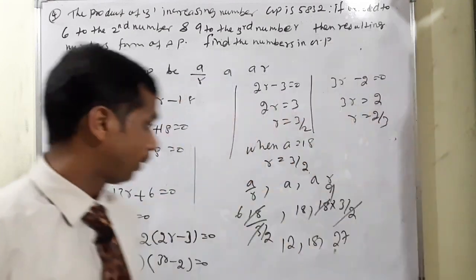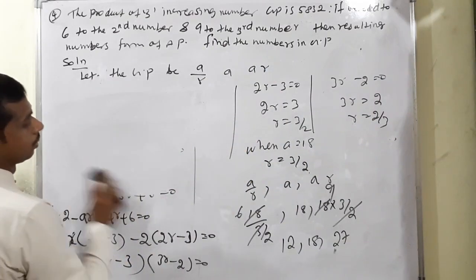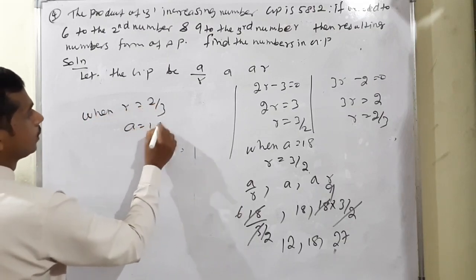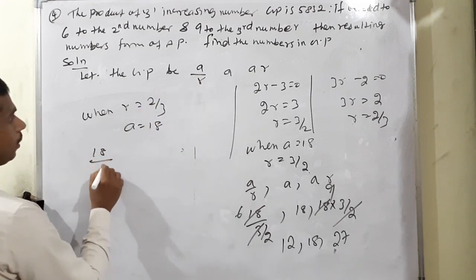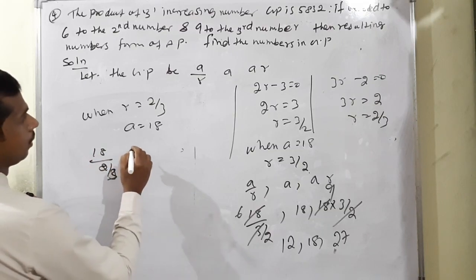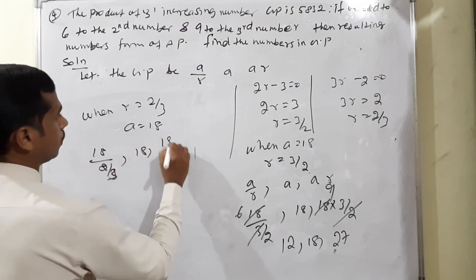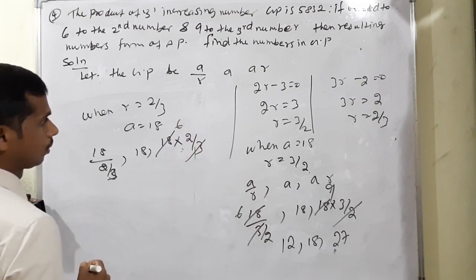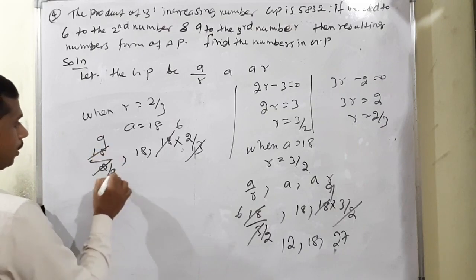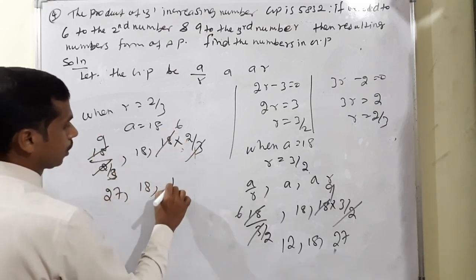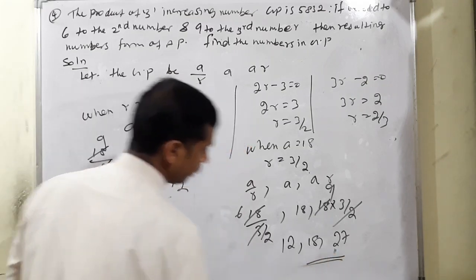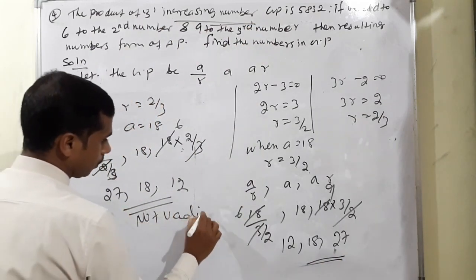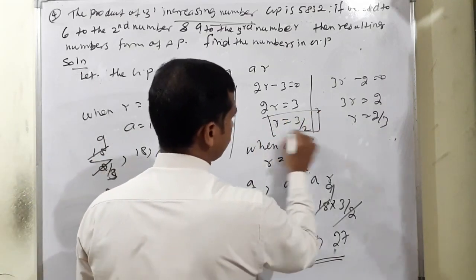When R is equal to 2 by 3, check it. A is equal to 18, so A by R means 18 divided by 2 by 3, comma, again A means 18, AR means 18 into 2 by 3. 18 into 3 by 2 is 27, and 18 into 2 by 3 is 12. So the order is 27, 18, 12. This is decreasing, no? This is only order increasing, and we need the increasing numbers. Therefore, this is not valid. The final correct answer is when R is equal to 3 by 2, the increasing terms 12, 18, 27.